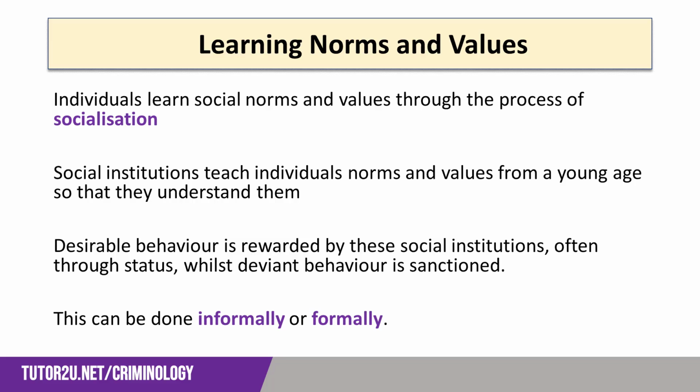In order to understand how informal and formal sanctions against deviance work, we need to understand how people learn social norms and values in the first place. Individuals learn social norms and values through the process of socialization. And this is performed by social institutions, for example, the family, education, religion, and media.